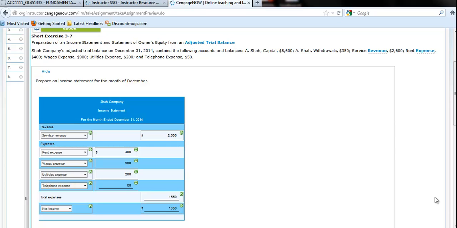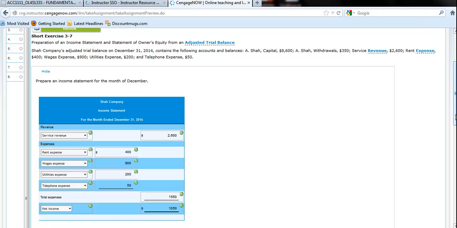For this example, we're going to look at preparing an income statement and a statement of owner's equity from the adjusted trial balance. So after we prepare traditional journal entries, we then prepared a trial balance, and then we prepared adjusting entries to adjust accounts for the amounts that have been used or that had expired, and then we prepare the adjusted trial balance. The following information that you see here in this paragraph has all the balances in the accounts after adjustments have been made.